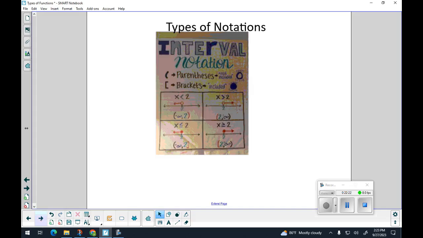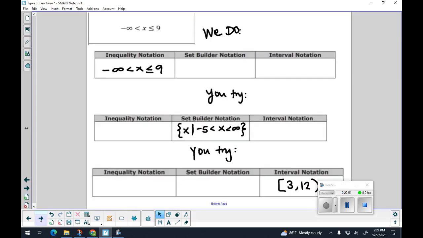Okay, so then we also have interval notation. So that would be parentheses and brackets. So the parentheses are for not included in the answer, and the brackets are for included. The parentheses are an open circle, and the brackets are a closed circle when they're on the number line. So here are a couple of examples just to show you what that looks like. You never put a bracket for infinity because infinity is not an actual number. You always use parentheses. So go ahead and write that stuff down.